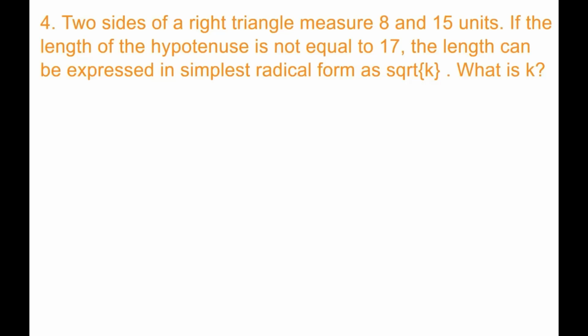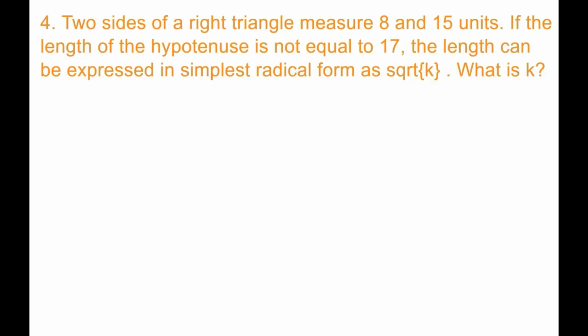2 sides of a right triangle measure 8 and 15 units. If the length of the hypotenuse is not equal to 17, the length can be expressed in simplest radical form as square root of k. What is k? So we have 2 possible options here. We have to note that the hypotenuse is always the longest side of a right triangle. So it cannot be 8 since 15 is longer than 8. But it could be 15, or it could be some other number that we don't know about.